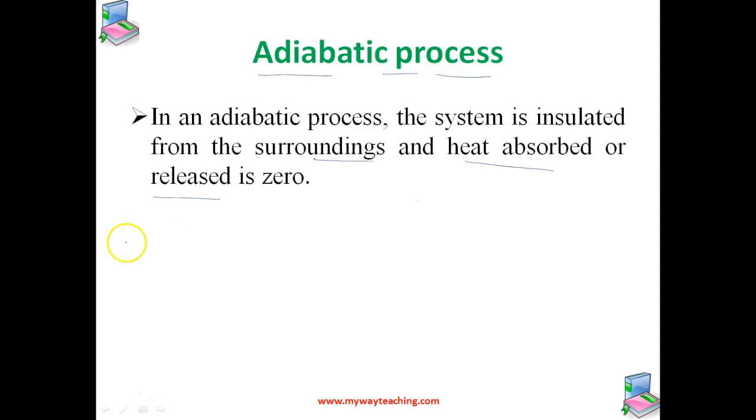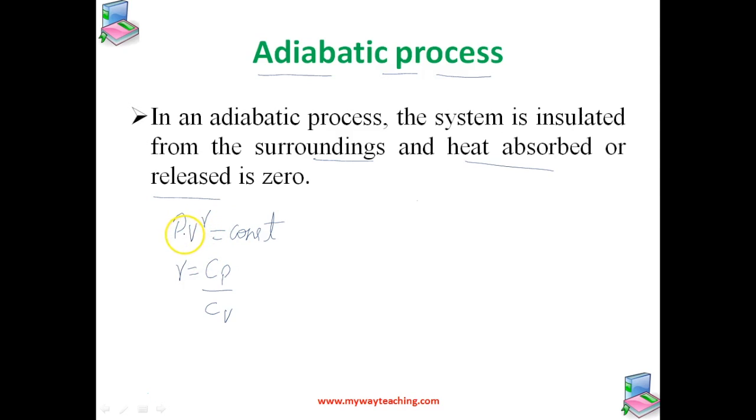So for an ideal gas, we can write PV^gamma is equal to constant, where gamma is the ratio of specific heats at constant pressure and at constant volume.